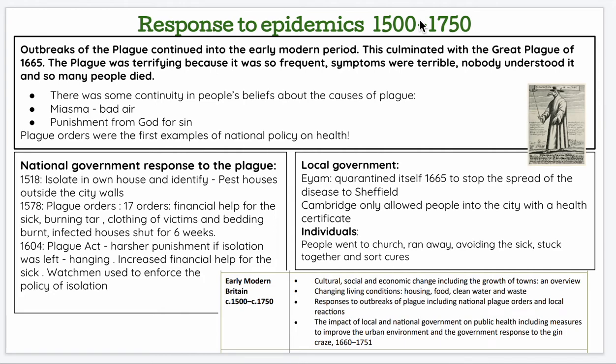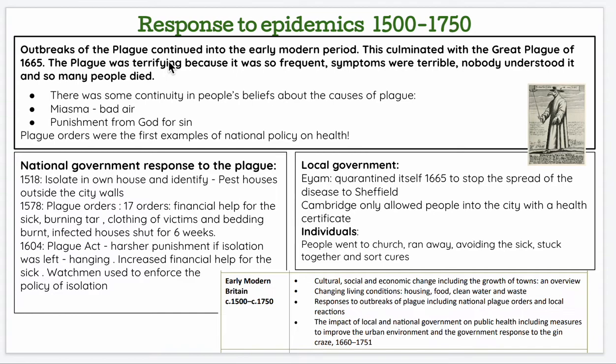In 1500 to 1750, so the early modern period. So the first thing to recognise when we're talking about epidemics is that the outbreak of the plague continued in the early modern period. We know in the medieval period we talk about the Black Death. In this time period we call it the plague. It is the same kind of epidemic, just with a different name.